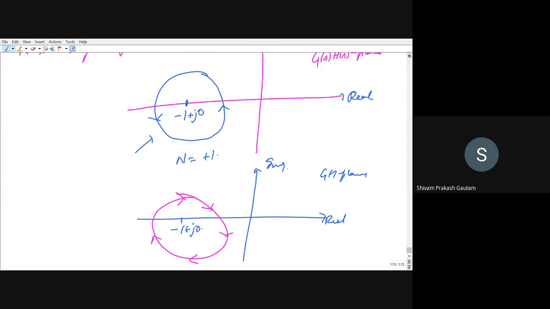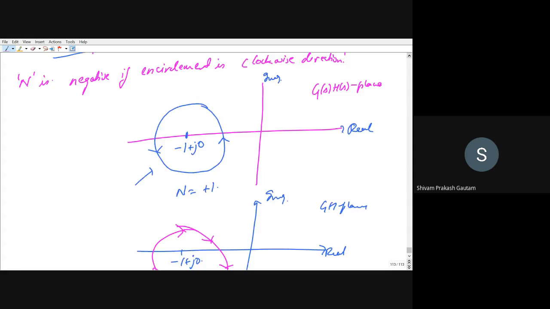Similarly, you can have more than one encirclement as well. Suppose here you can see in this figure, I can have another encirclement as well. And suppose the second encirclement is again in the anti-clockwise direction like this. In that case N will be equal to +2.